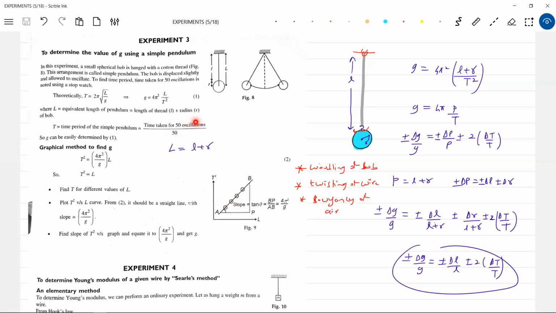As I increase the number of oscillations, tell me what will happen. The fractional error will decrease, or what you can call the random error will decrease. So what is advisable? The number of oscillations should be more. That's why you see he has made it 50. The random error is inversely proportional to the number of observations, so if I go for more observations, the random error will decrease. I think that n is adjusted here. What is n? n is the number of oscillations.